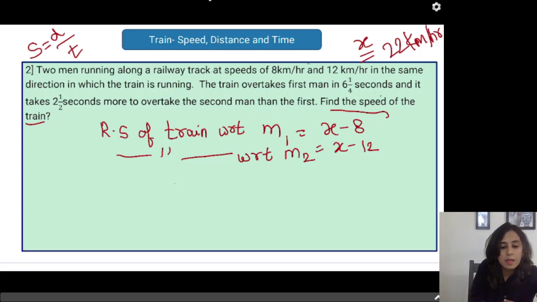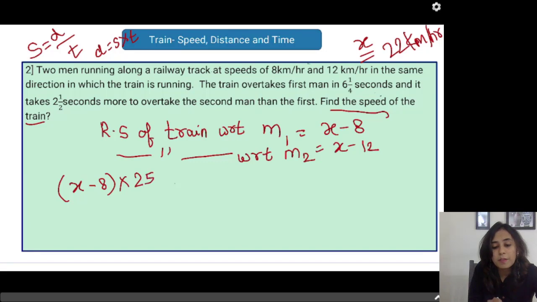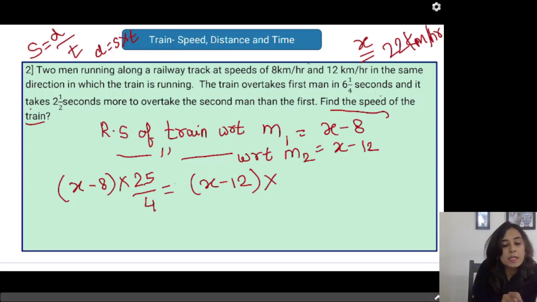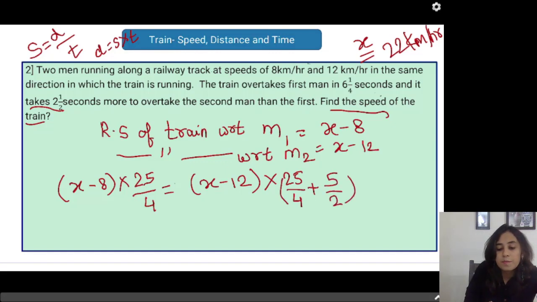So what we have is d is equal to s into t. My first speed is x minus 8, and the time that is taken is 6 1 is to 4 seconds, which is nothing but 25 upon 4 seconds. And that is equal to x minus 12, which is my second relative speed, into, now it takes 2.5 seconds more than the first. So I have to add 2.5 to 25 by 4, which comes out as 5 upon 2. When I solve this, I get x is equal to 22 kilometers per hour.